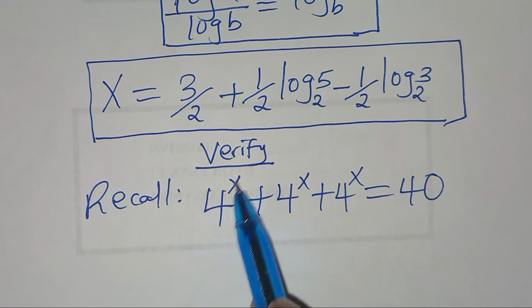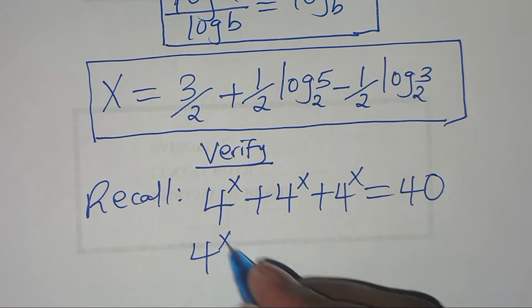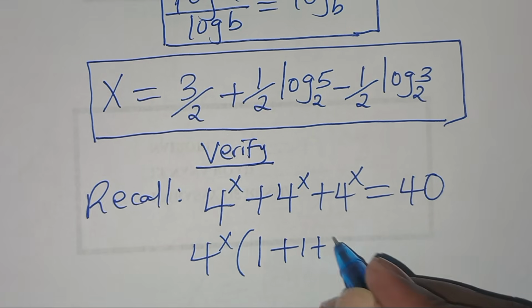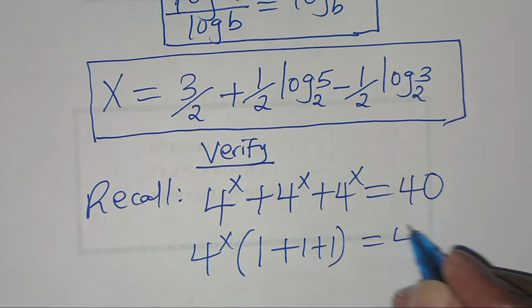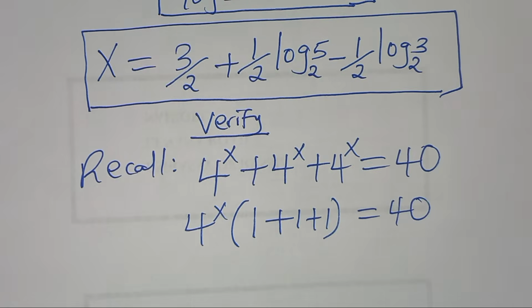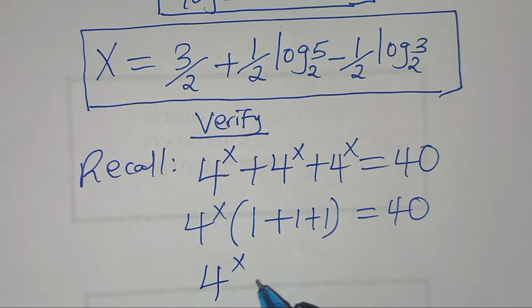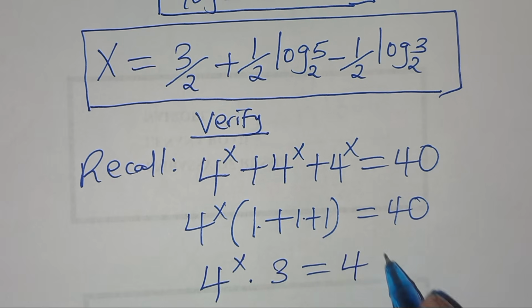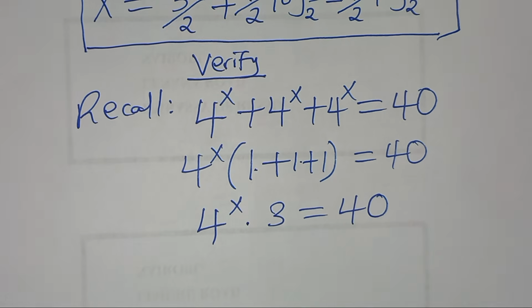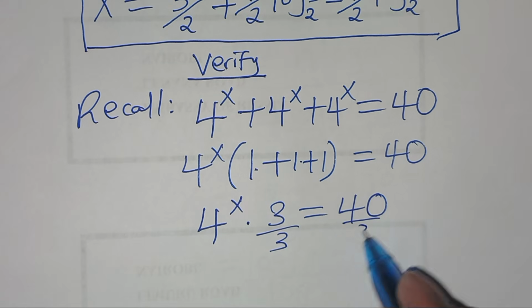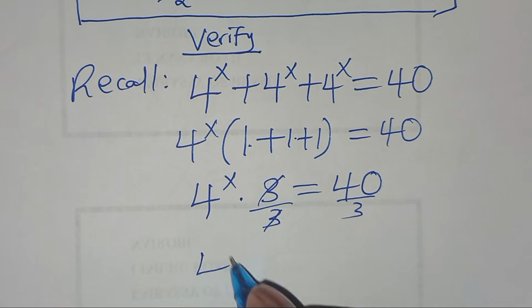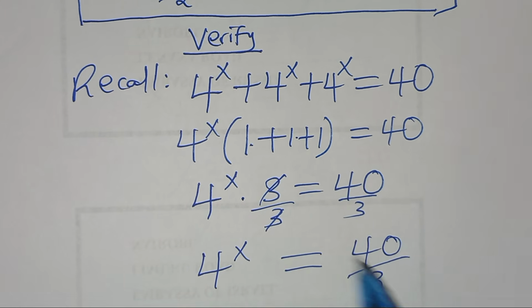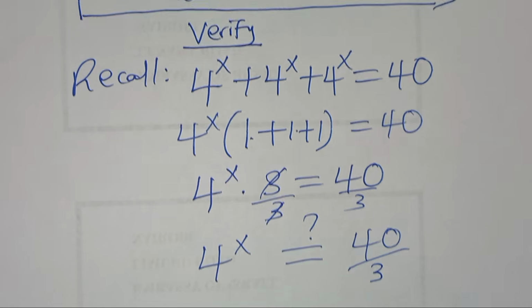Now, since 4 to the power x is common here, we factor out 4 to the power x, so that here this is 1 plus 1 plus 1. This is equal to 40. So here we have 4 to the power x times 1 plus 1 plus 1, this is 3, and this is equal to 40. So let's divide both sides by 3. So here we have 4 to the power x equal to 40 divided by 3. So let's check if this is true.